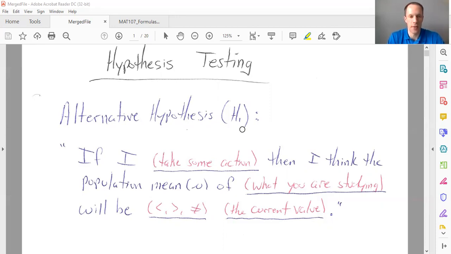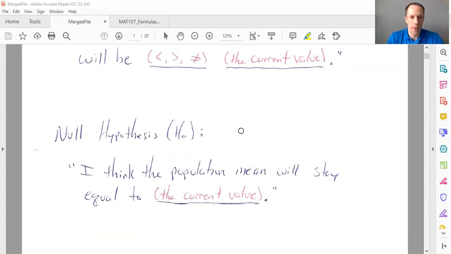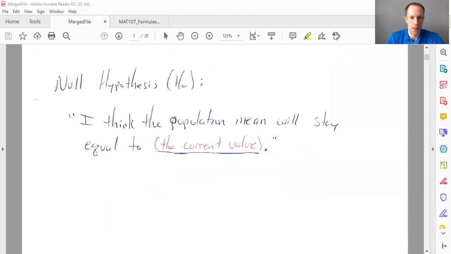Okay, alternative hypothesis. Now, if it's called the alternative hypothesis, that suggests that there is another hypothesis out there. It has to be the alternative to something. Well, that other hypothesis is known as the null hypothesis, and this is often abbreviated H sub 0. I like to think of the null hypothesis as the skeptic's hypothesis. If the college administrator thinks that hiring more tutors will make the average final exam score go up, the skeptic would come along and say, no, if you hire those tutors, I don't think that the population mean will go up. I think it will stay equal to 75.